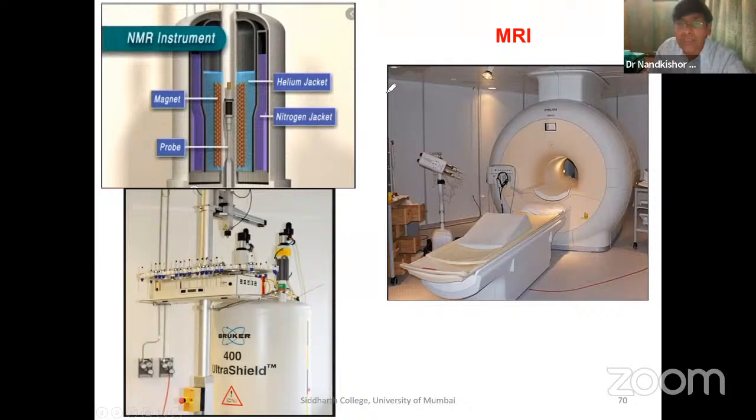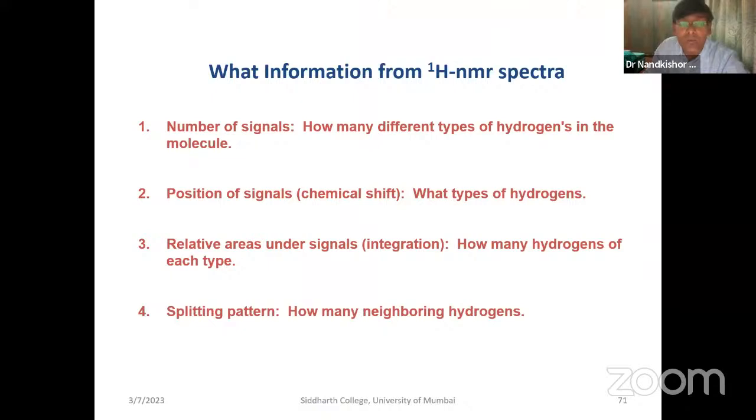This is another application of NMR spectroscopy, that is MRI, or the CT scan, which is used for scanning the human body for certain structural or medicinal problems, particularly in terms of some disorders. Now, what are the exact applications of NMR spectroscopy? This is the most important part, actually required for structural elucidation.